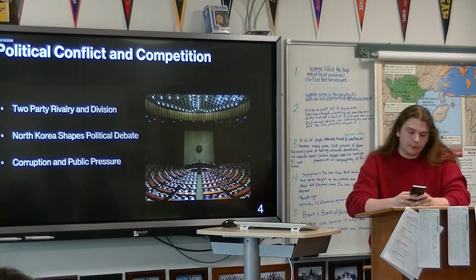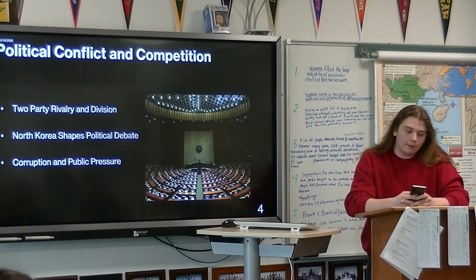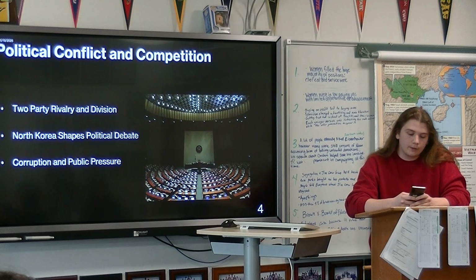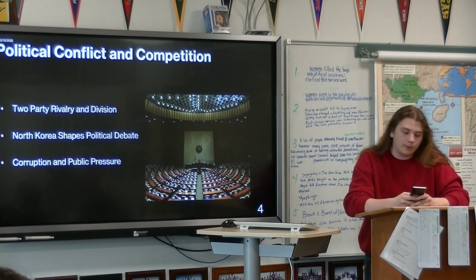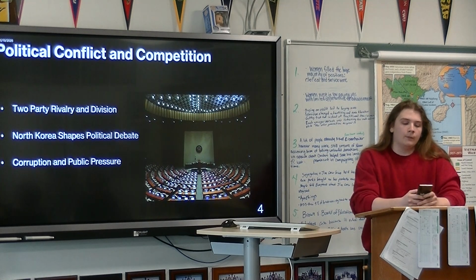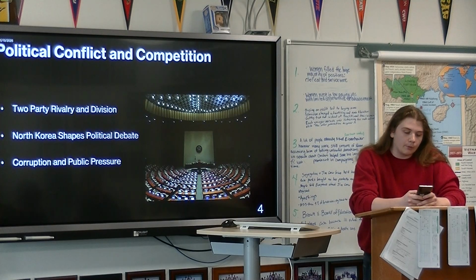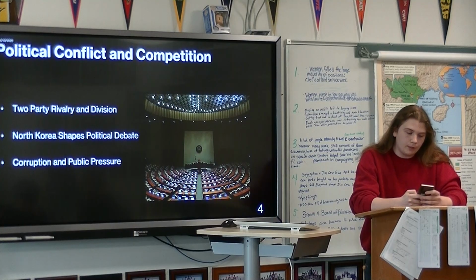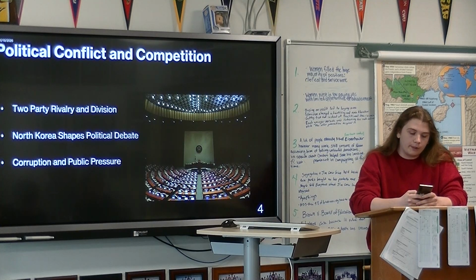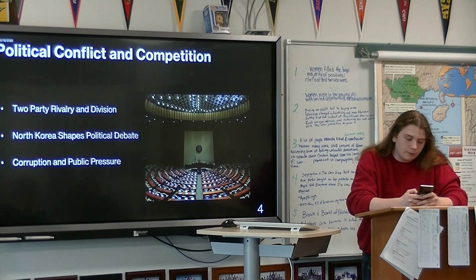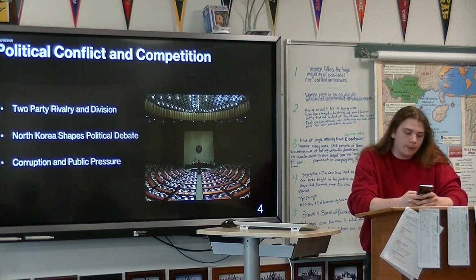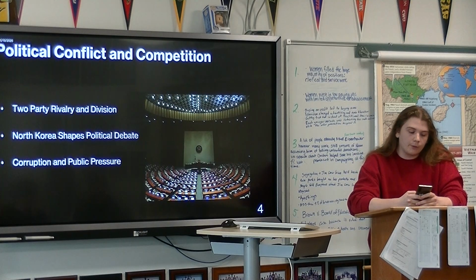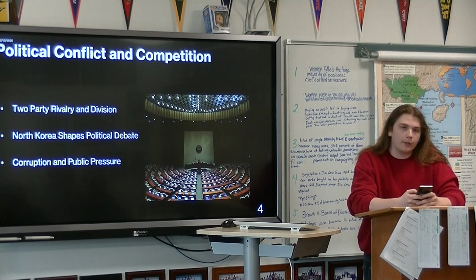North Korea also shapes their political debate. Handling relations with North Korea is a major disagreement between the liberals and conservatives. Liberals often support engagement and dialogue, while conservatives want a tougher and more security-focused approach. Corruption and public pressure. Ongoing scandals like the impeachment of President Park Geun-hye have caused protests and demands for reform. Young voters and civic groups are increasingly pushing for transparency and change.